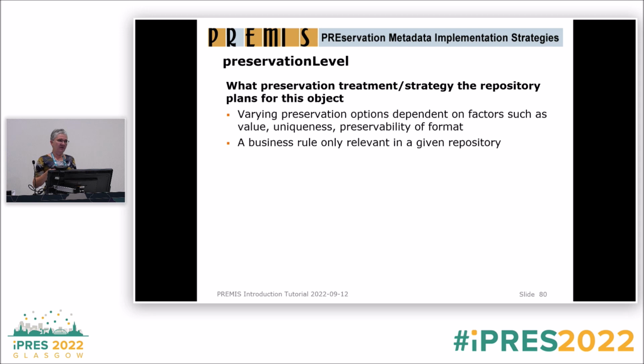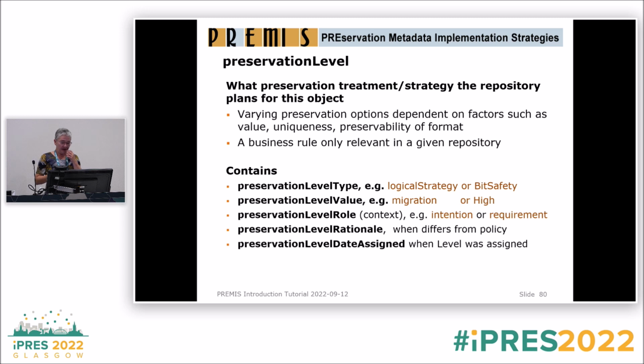The thing about preservation level, that's actually the only thing in PREMIS that is talking about business-related metadata. But it is in a way to record the strategy you have for this object with your preservation. And there can be varying preservation options depending on factors such as the value of your object, the uniqueness and preservability of the format. Yeah, so it's a business rule for your repository. And we use it a lot.